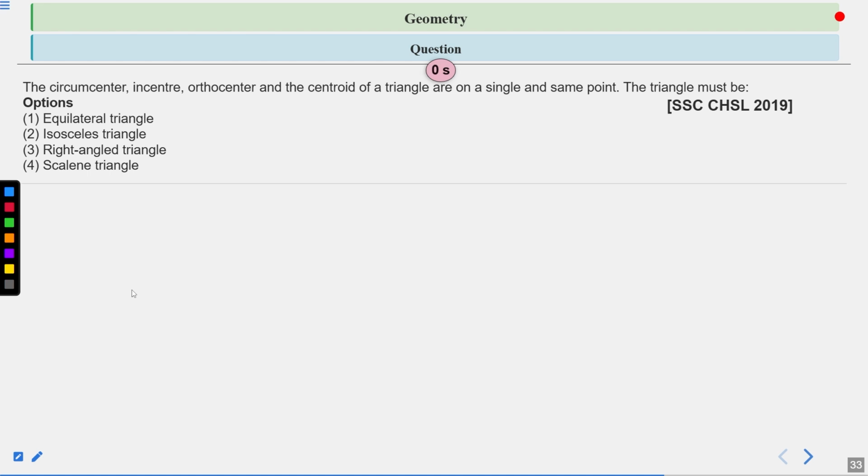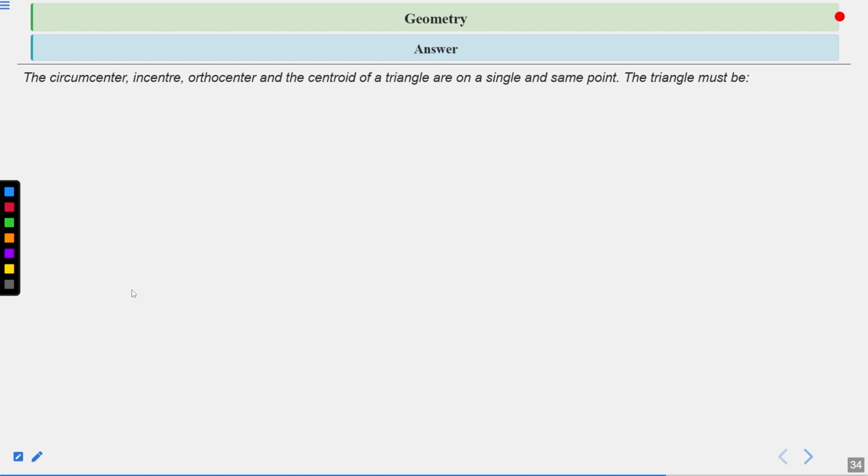Now time's up. Let's see the solution of this question. So the question says that the circumcenter, incenter, orthocenter and centroid of a triangle are on a single and same point. We know that this is the property of an equilateral triangle. In equilateral triangles, the circumcenter, incenter, orthocenter and centroid all lie on a single point. So it means this triangle must be an equilateral triangle. So the correct answer of this question is the first one, equilateral triangle.